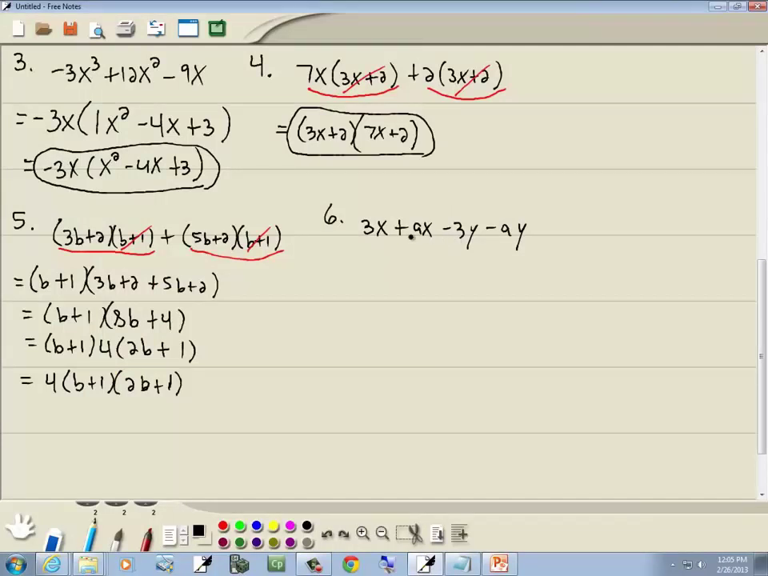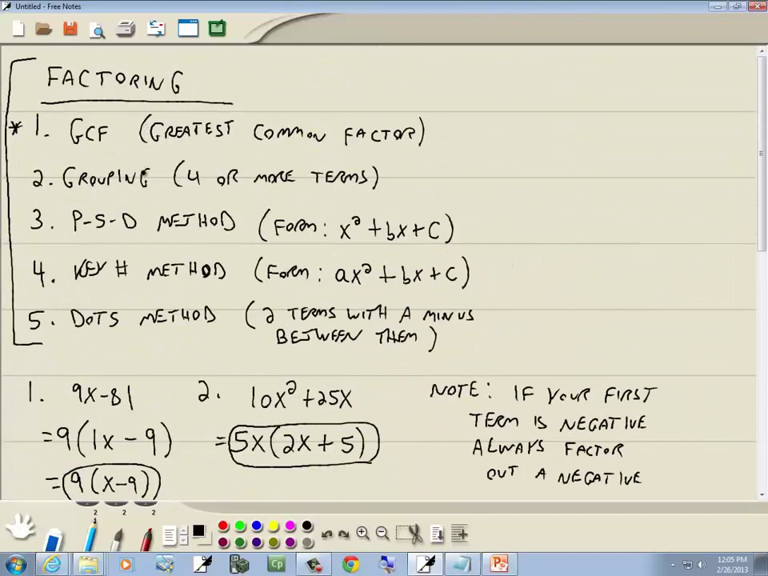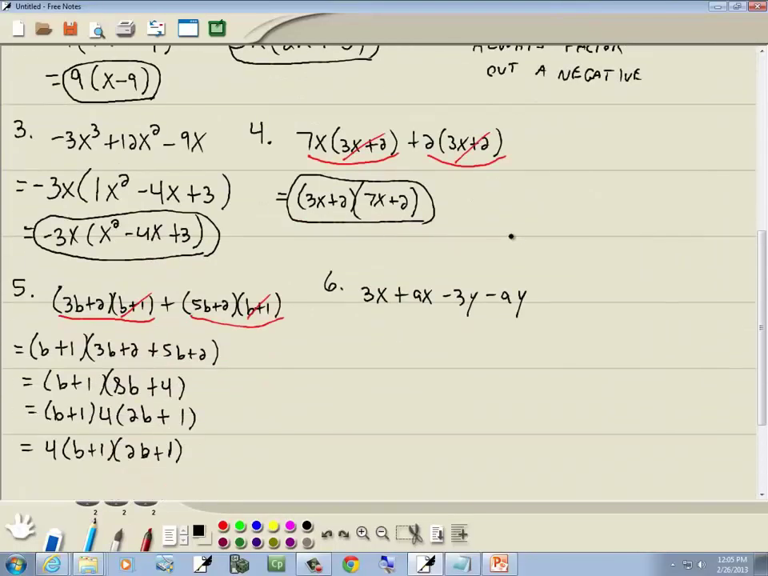First thing we always do is look for a GCF. Well, some of them have 3's in common, some of them have a's in common, some of them have x's, some of them have y's, but all 4 terms have nothing in common. So there's no GCF on this one. So I start going through my methods. Grouping is for 4 or more terms. Well, this has 4 terms, so there's no choice.